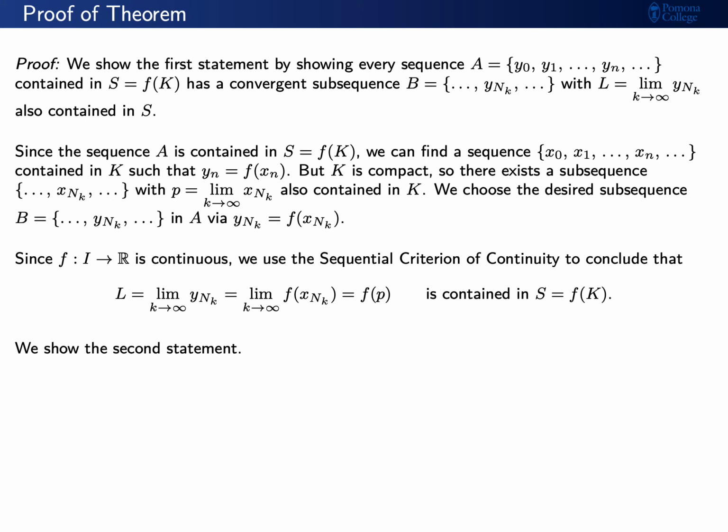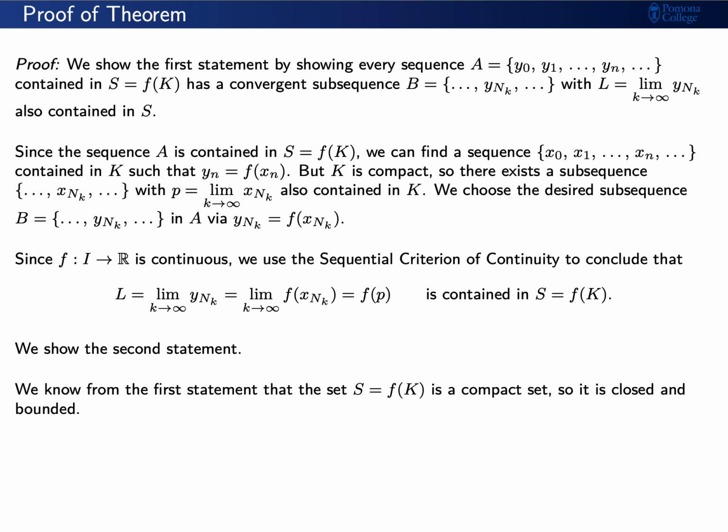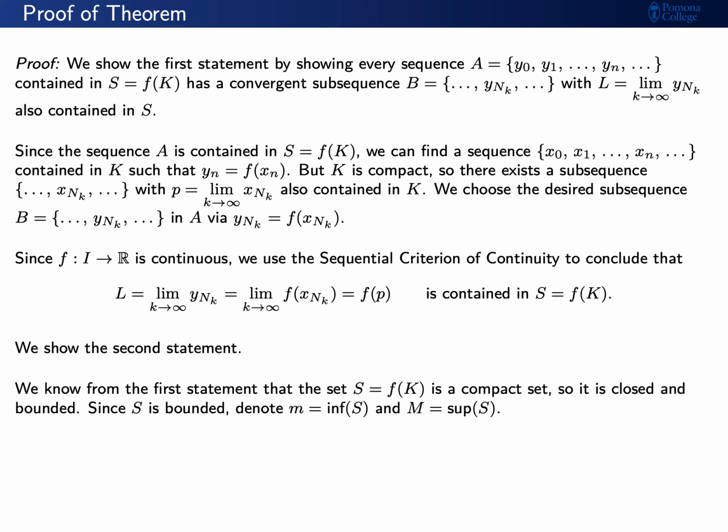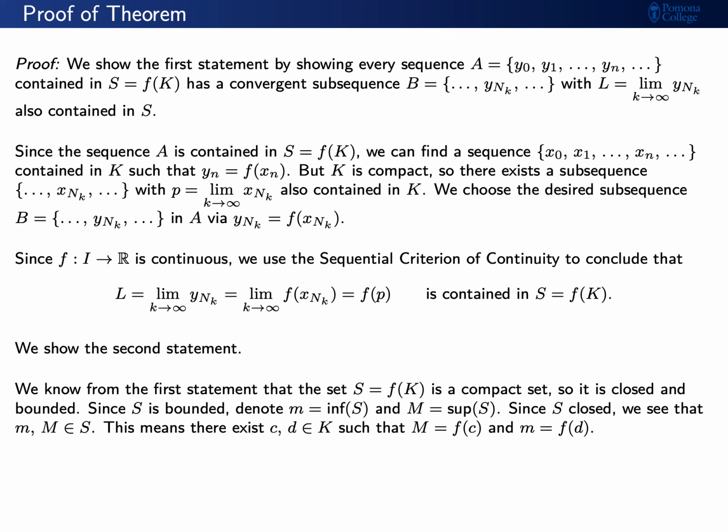Now let's show the second statement. We know from the first statement that our capital S is a compact set, so it is closed and bounded. We simply have to show that we can find our maximum values for F. Since S is bounded, let's denote lowercase m as its infimum, that is greatest lower bound, and capital M as the supremum, that is least upper bound. Since S is closed, we see that lowercase m and capital M are both elements of S.